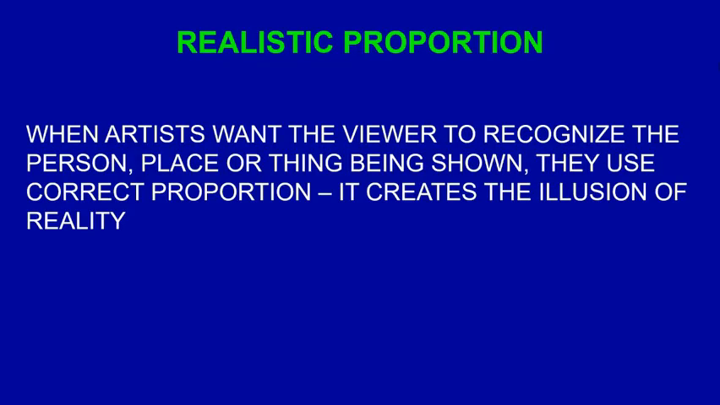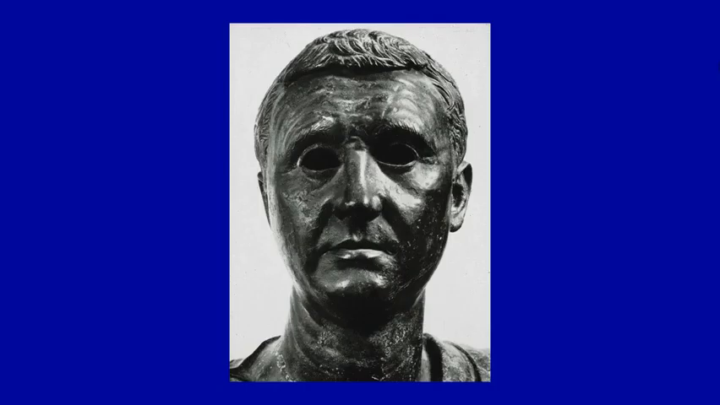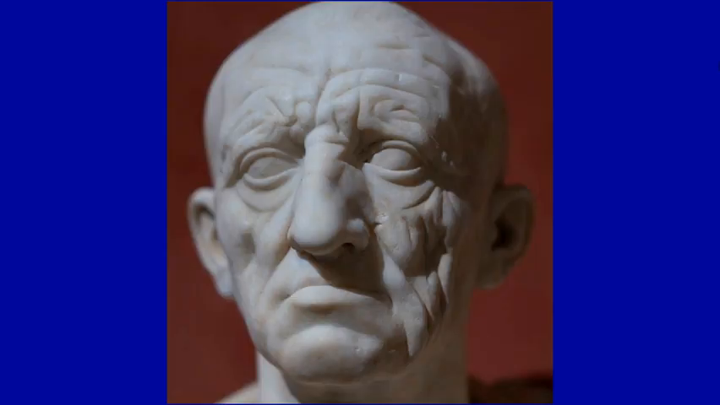All right, and then some artists use realistic proportion. When artists want the viewer to recognize a person, or the place or the thing being shown, they use correct proportions. It creates the illusion of reality. So here's an artist who creates these very realistic portraits, and in the first semester, we see quite a lot of these realistic proportions. The Etruscans had realistic proportion in this figure.